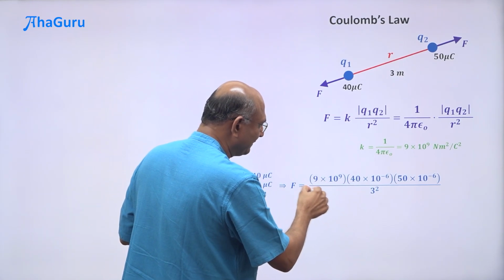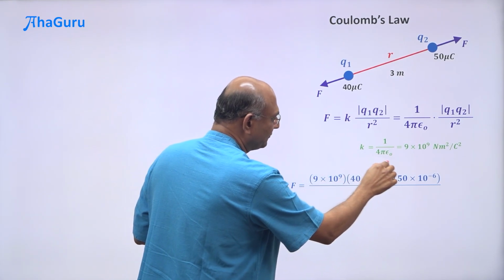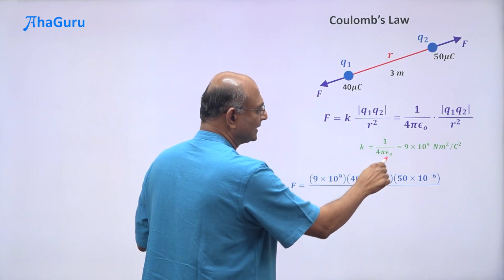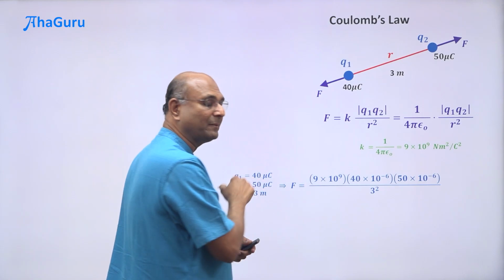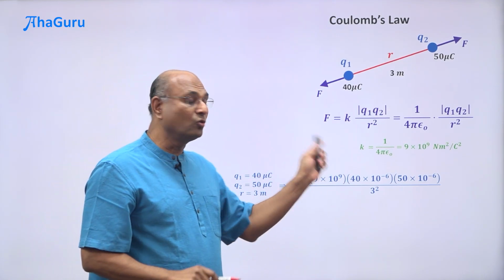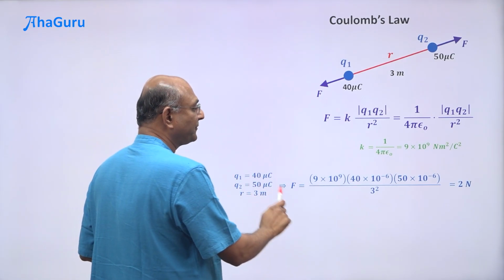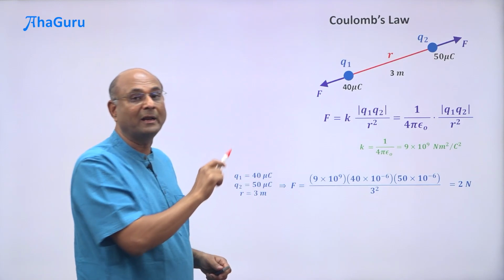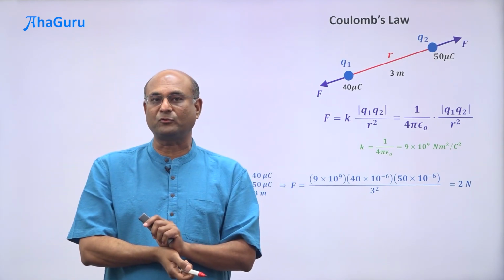3 square and 9 will cancel out. 40 into 50 is 2000. 10 power 9, 10 power minus 6, 10 power minus 6, that's going to give us 10 power minus 3. 2000 into 10 power minus 3, that is 2 newtons, right? So F is 2 newtons. So this is 2 newtons, that is 2 newtons. This formula only gives us the magnitude of the force.